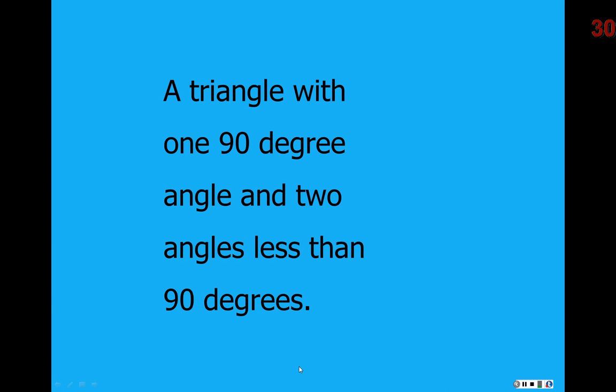A triangle with one 90-degree angle and two angles that are less than 90 degrees is called a right triangle, right? If you guys don't read carefully, you're going to get some of these problems wrong. It has to have one 90-degree angle. If it has a 90-degree angle, it's a right triangle. Come on, we did a whole bunch of stuff with right triangles.